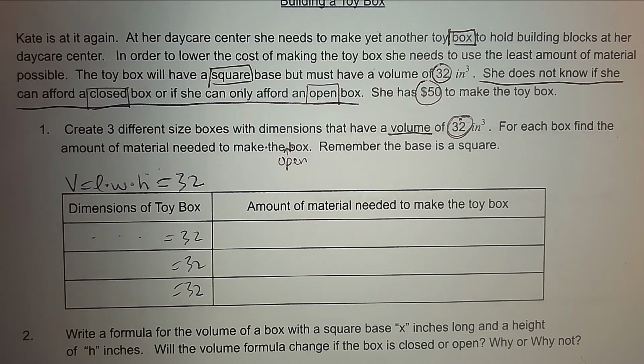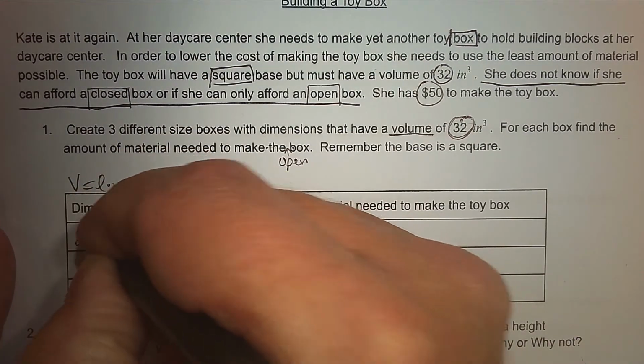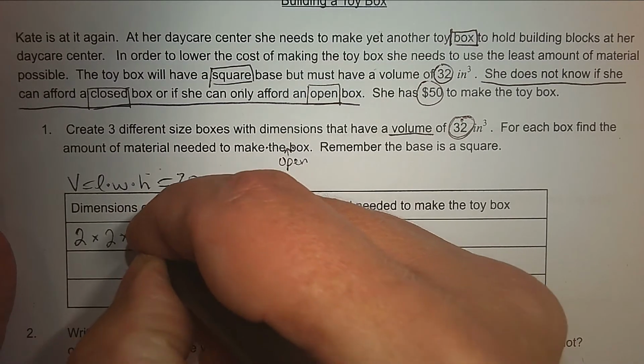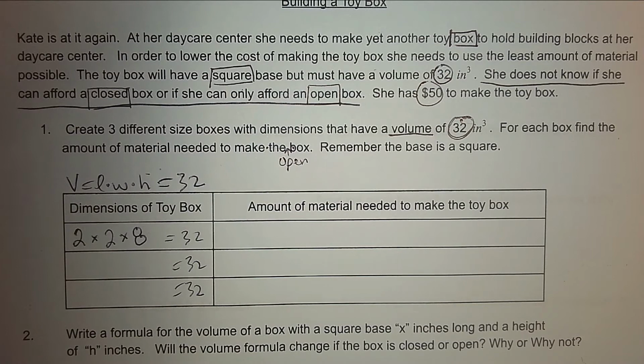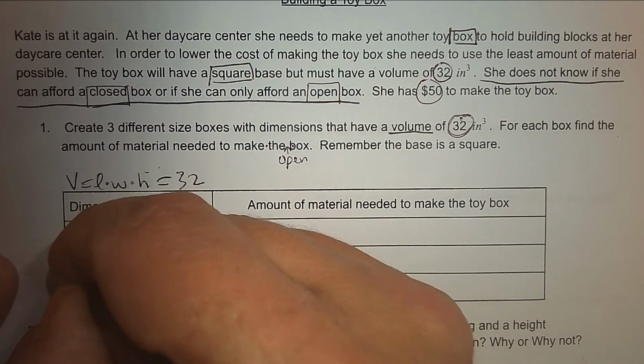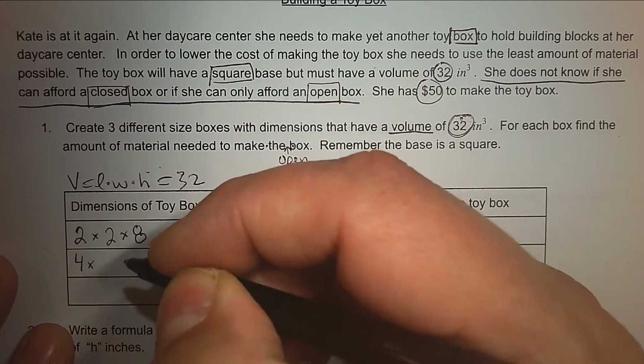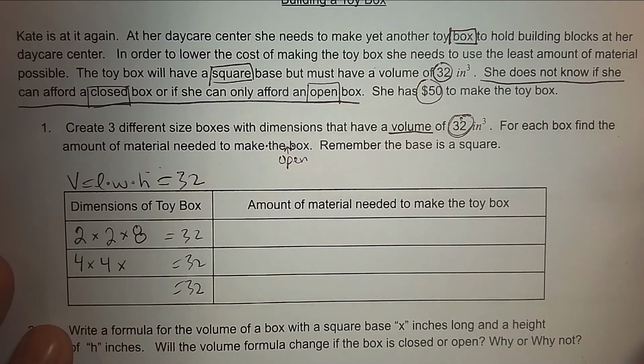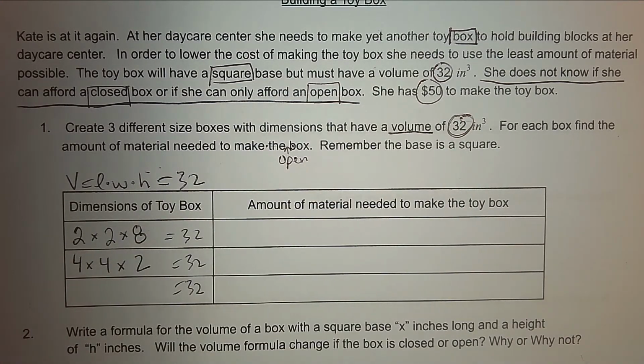So, can anyone think of something that would fit those parameters? Davian? 2 times 2 times 8. You know what, Davian? I didn't even hear that. I know what number I kept hearing out loud for everyone to hear. But you know one I didn't hear? It was 2 times 2 times 8. Does that fit my box? Is 2 times 2 times 8, does that equal 32? Does that make a square base? Good. Okay. Marilyn, what was the other one I heard? 4 times 4 times 2. All right.